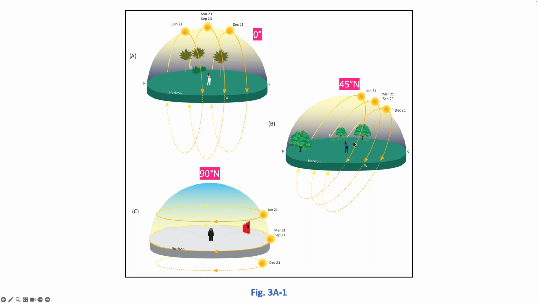By the time you get to 45 degrees north, it's about 15 hours of daylight in the summer, 9 hours in the winter, and by the time you get to the North Pole, it's 24 hours of daylight during the summer and nothing at all during the winter. So the seasonal cycle and the daylight period and the angle of the sun above the sky all are governed by the seasonal cycle that we took a look at in figure 3a2.